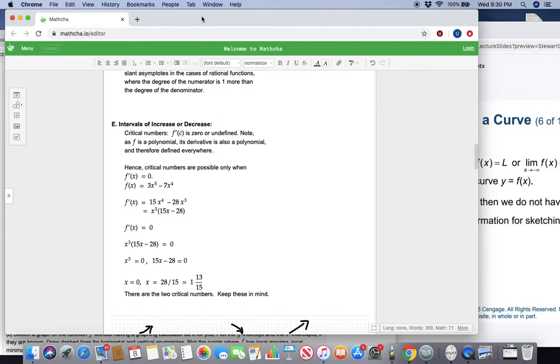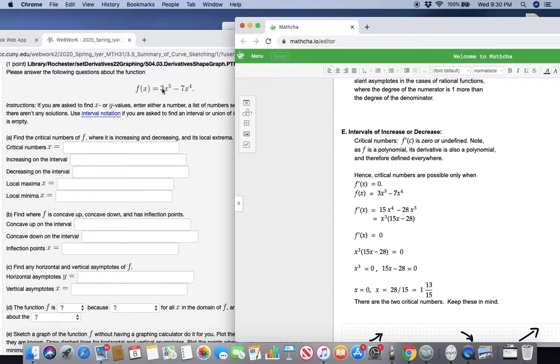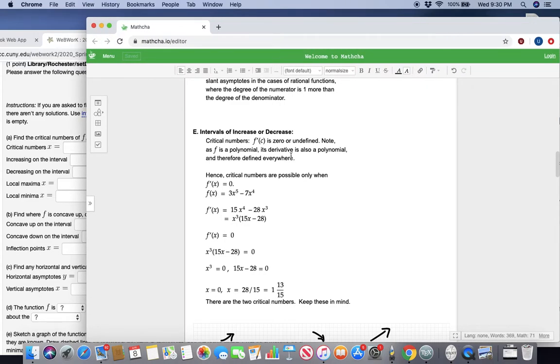My function is a polynomial, right? So its derivative is also going to be a polynomial, and therefore that is going to be defined everywhere. So undefined is not an option for me because right now we are dealing with polynomials. Okay. Now, the only other way of getting critical numbers is when the derivative is 0. So find the derivative of this.